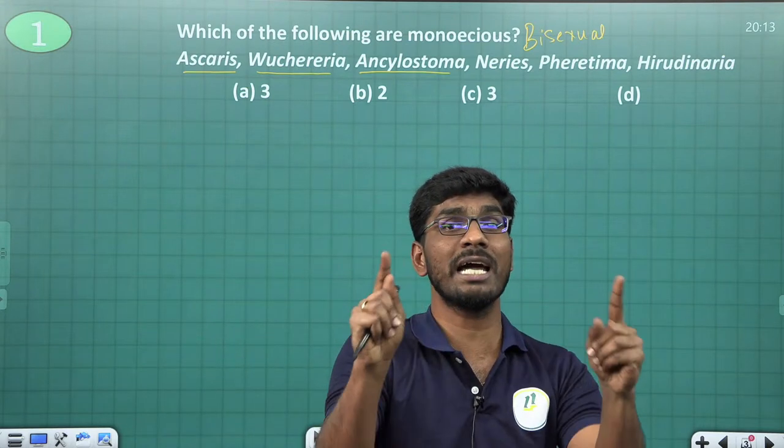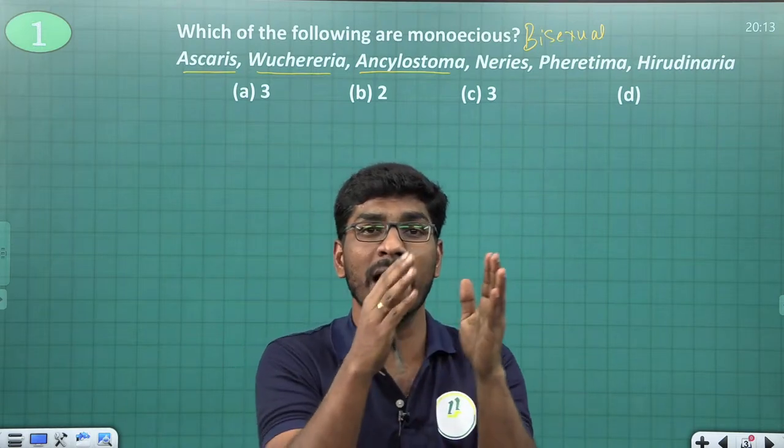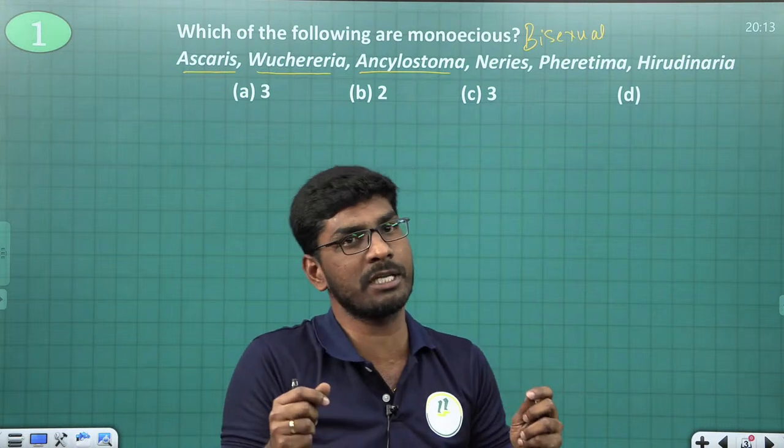I told you about sexual dimorphism: the male worm is shorter than the female worm, and the male worm has a curved tail with small penial spicules present, I said.